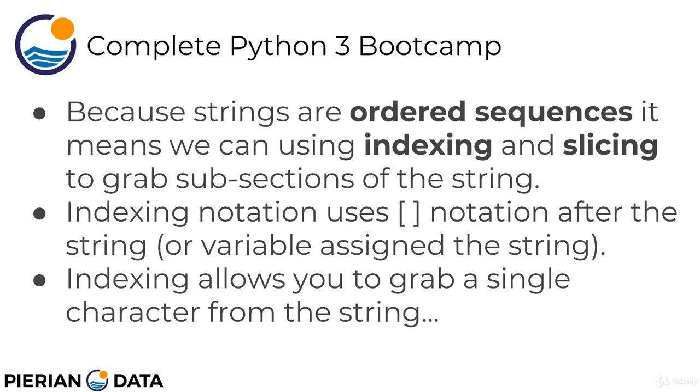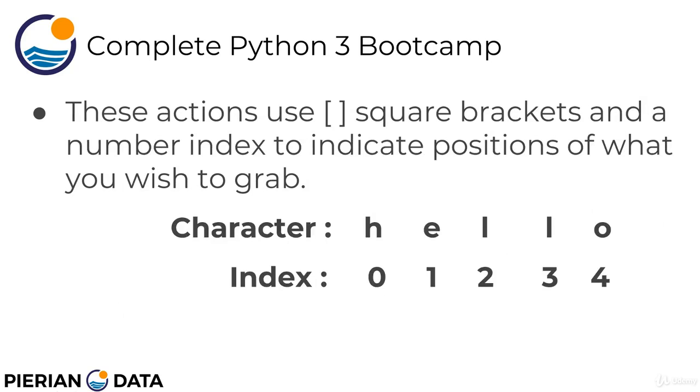Indexing is the term used when you want to grab a single character from the string. Every single character has an index position assigned to it, and you start at 0. That's another important note in Python: indexing starts at 0. So H has the corresponding number 0, E has 1, L 2, L 3, O 4. If I wanted to grab the E, inside the square brackets I would pass in a 1 after the string, and it would return E. We'll see examples of that later on.